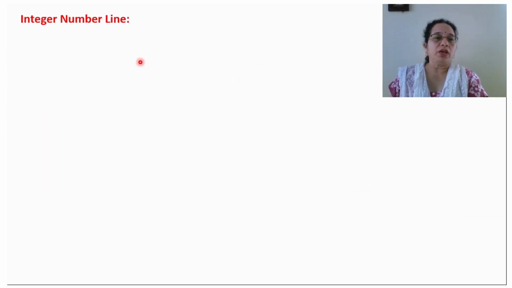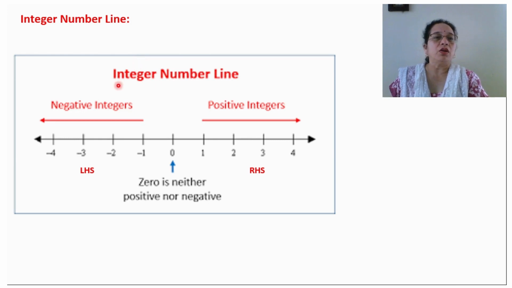Now again a very important concept, integers on number line. This is the number line. These arrows indicate we can extend our number line in both directions, right hand side and left hand side. This is the 0. 0 is neither negative nor positive. On the right hand side of this 0, all the positive numbers are there. All this part you have already done in whole numbers. And left hand side of 0 we have the negative numbers.